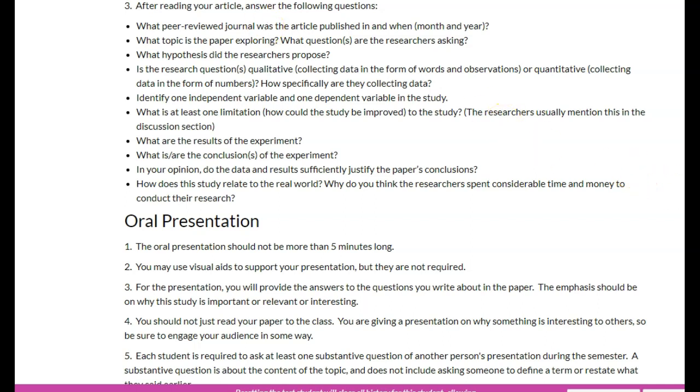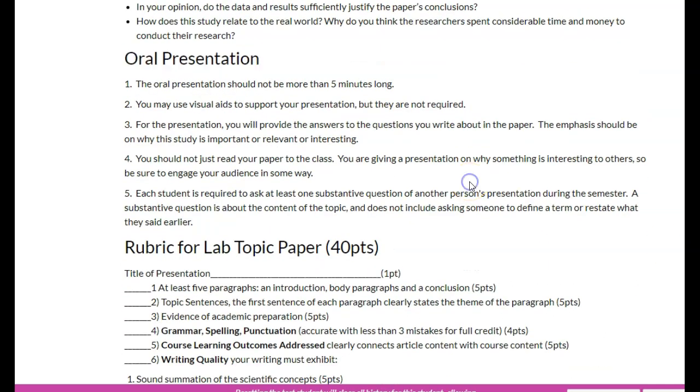Then you come into class and you digest that whole thing into a presentation. Now, you're going to have to give the presentation before the drop dead final deadline for the paper, which is December 13th at 5 p.m. You will have to do the presentation first.